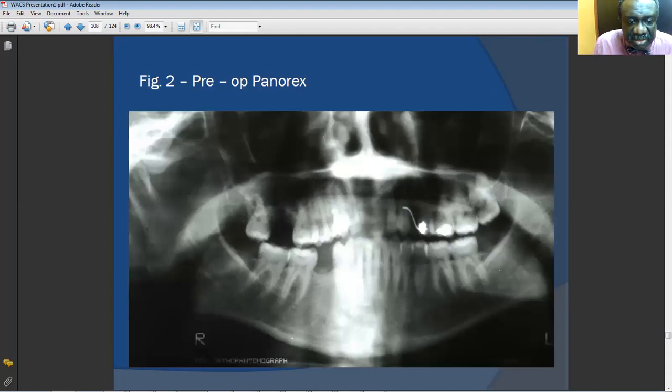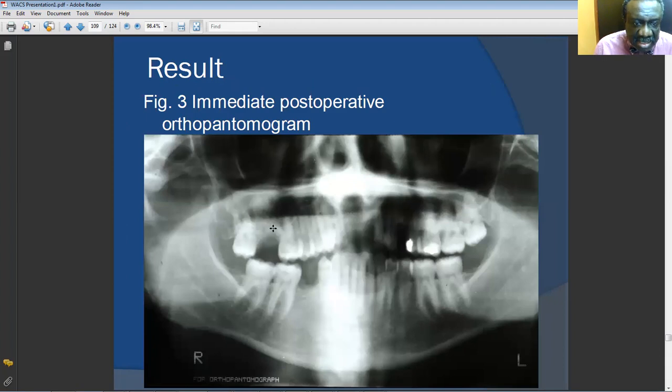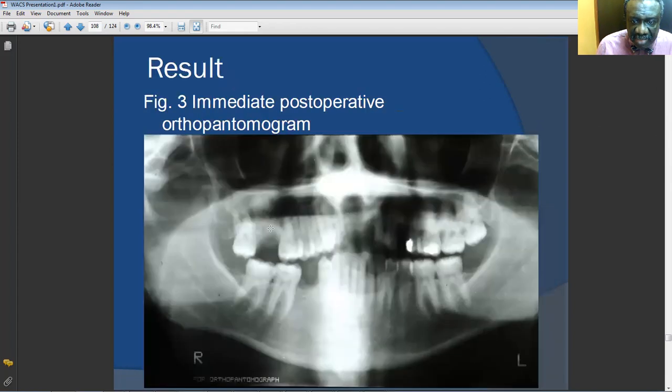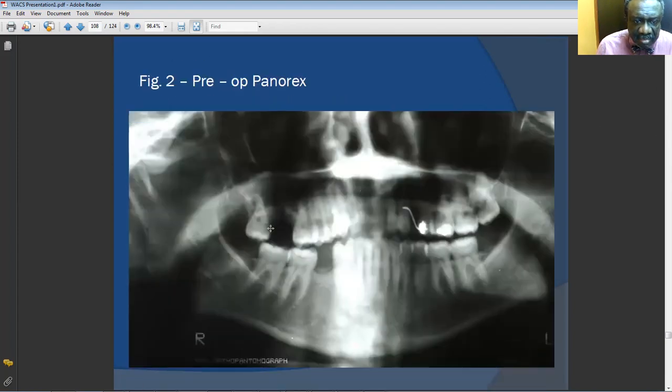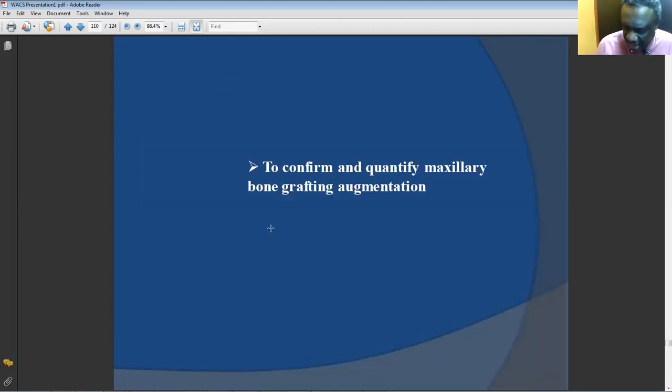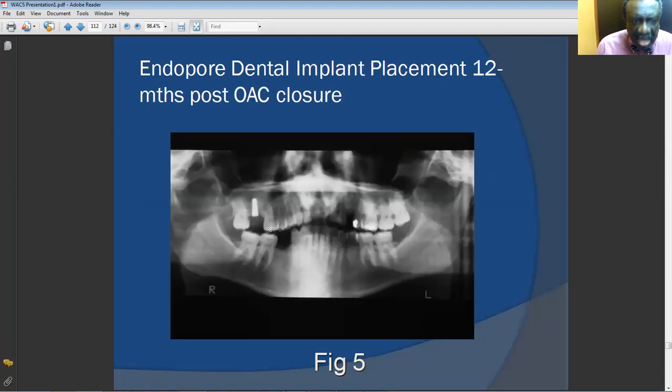And you can see this first case, or is it the second case of sandwich, yeah, that I did, second case. You can see the oral-antral communication right here. That's it there. And you can see what we did later. It's the amount of bone that we regenerated is amazing, really, really amazing. And we subsequently placed an implant there, how fantastic. You can see the illustration of the implant that we placed there.